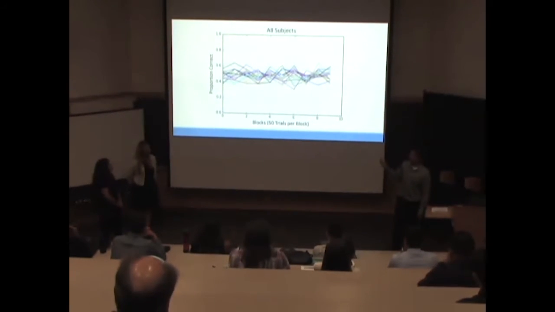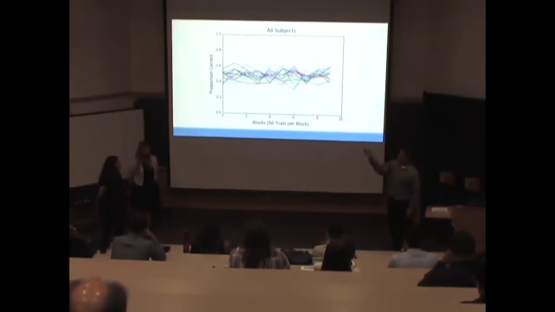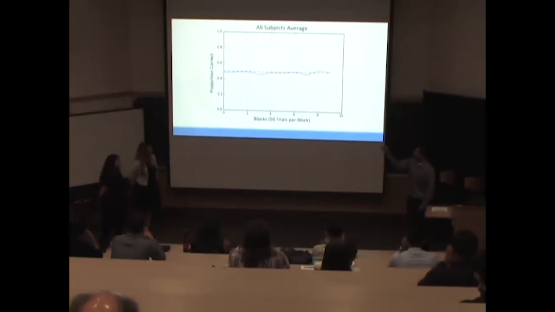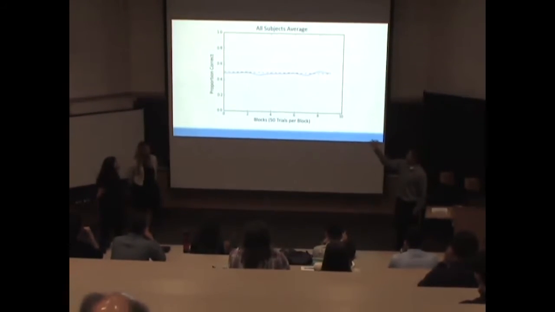Okay, so here are the results of our data. On the x-axis, you see our blocks from 1 to 10, and each block consists of 50 trials. When the subjects begin the test, they will start off at block 1, and after they go through the 50 trials on that block, they will continue on to block 2, and then block 3, and so on until they reach block 10.